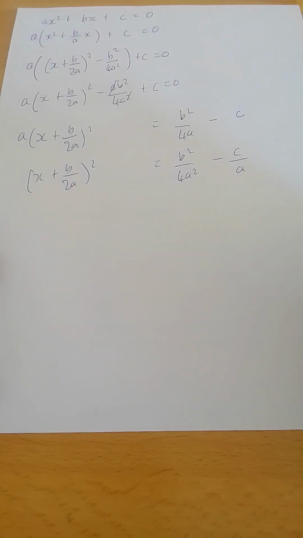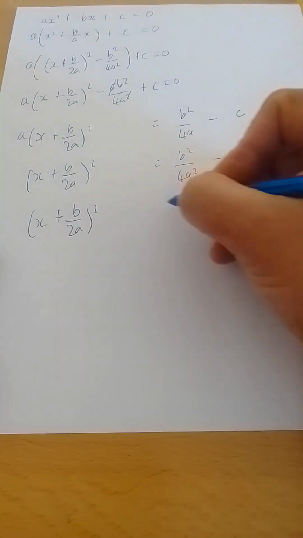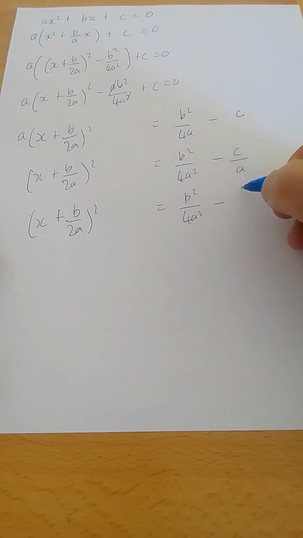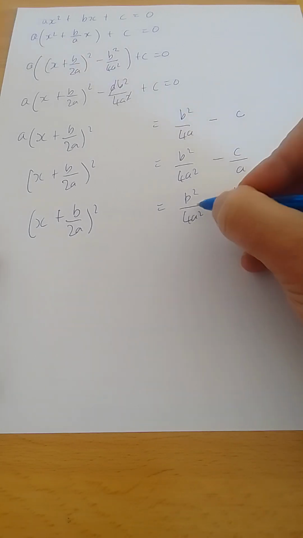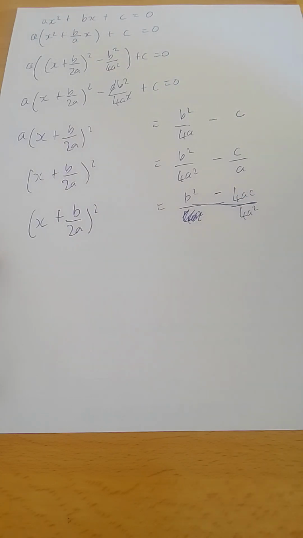We want to combine these two terms into one fraction, so we need to multiply the top and bottom of this fraction by 4a, so we have a common denominator. So it will be (x plus b over 2a) squared is equal to b squared over 4a squared minus, timesing top and bottom by 4a, we'll get 4ac over 4a squared. Now this is one single fraction here with a common denominator. So what we can do is combine them as one, b squared minus 4ac, both over 4a squared.